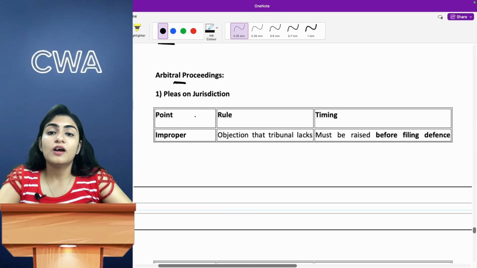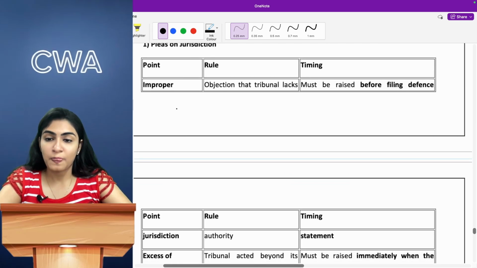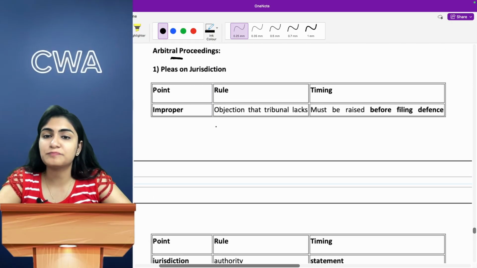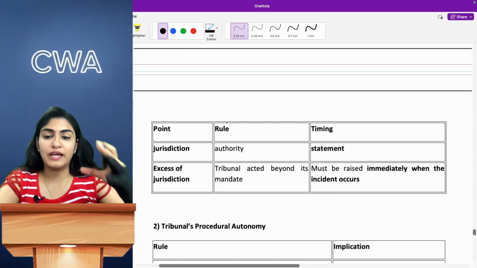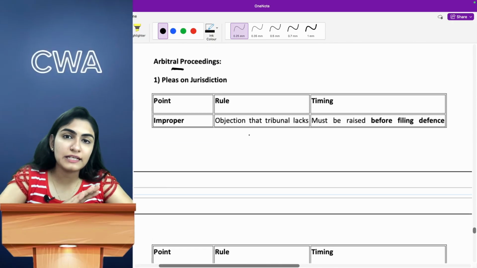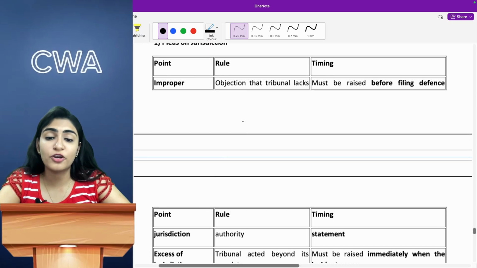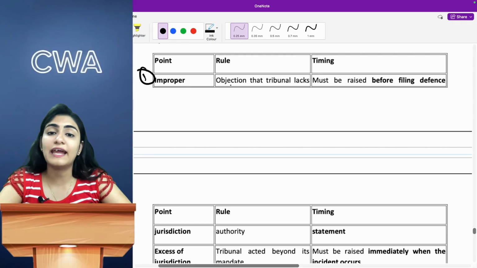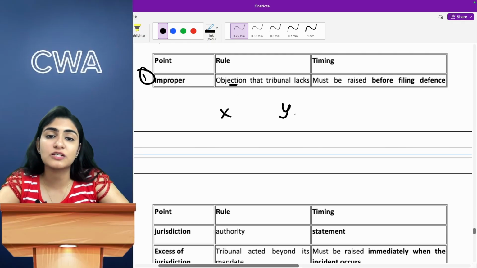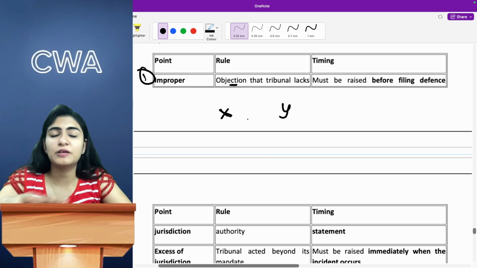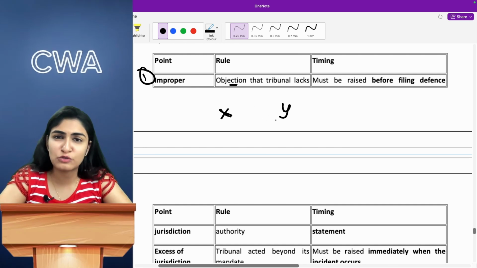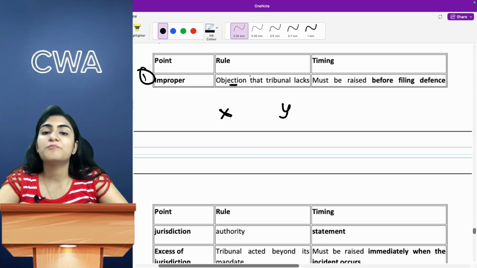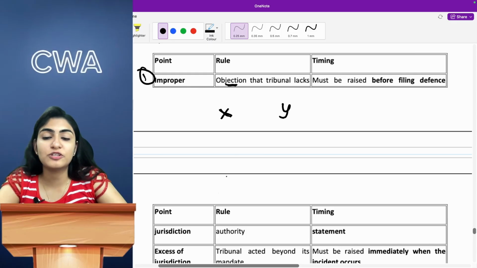Firstly, on jurisdiction, meaning improper jurisdiction or excess of jurisdiction. At any point of time while the proceeding is going on, if any party feels that this is improper jurisdiction, they can plead for it. Meaning, they can raise an objection that the tribunal lacks authority.